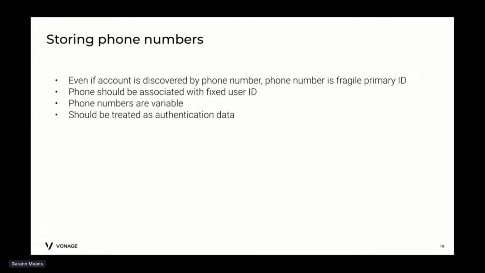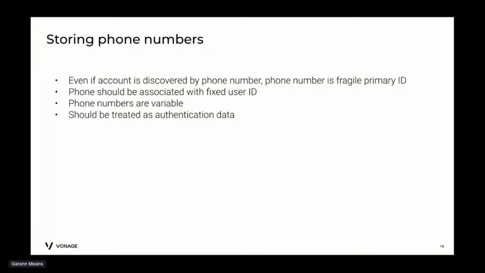And there are also some concerns that we have to keep in mind when we're storing phone numbers. So even if an account is discovered by the phone number, it's a fragile primary ID, because of course phone numbers do change. They don't change as frequently as, say, usernames or something like that, but they do change. And this is highly dependent on what your users are. So if your users are very young people, their phone numbers are more likely to change. If they're older, they're not as likely to change, but they still do.